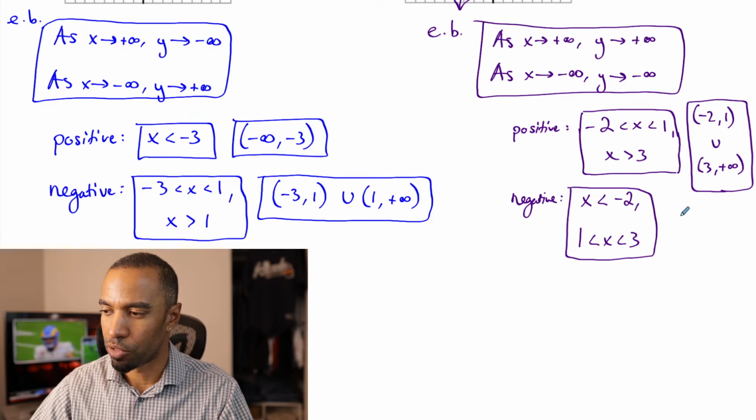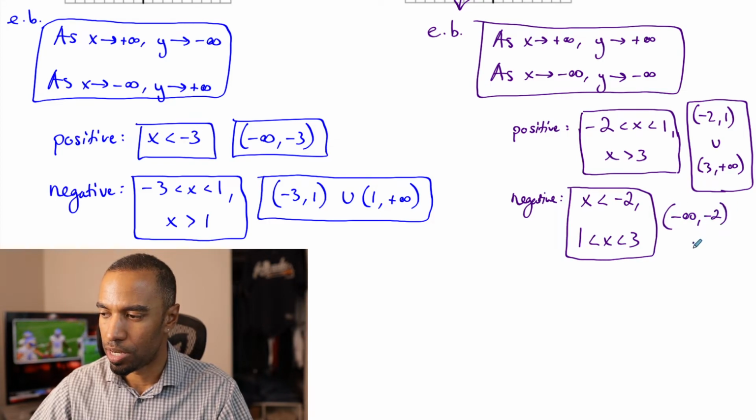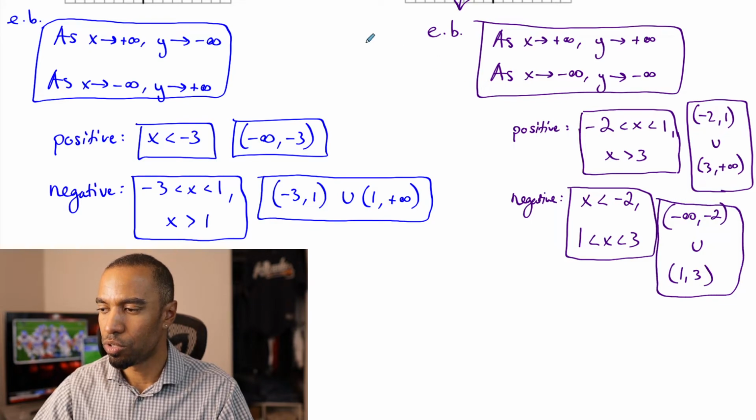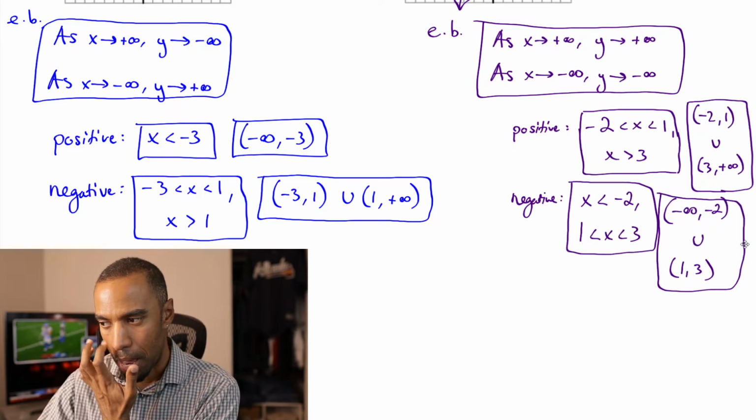If you put this in interval notation, we'd go from -infinity to -2, non-inclusive, unionized with 1 and 3, non-inclusive right there. The parentheses mean non-inclusive, square brackets would mean inclusive. All right, that's it for those graphs.